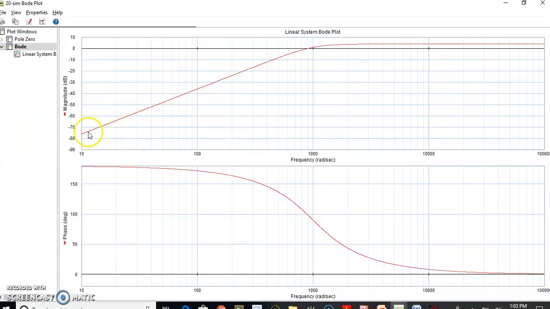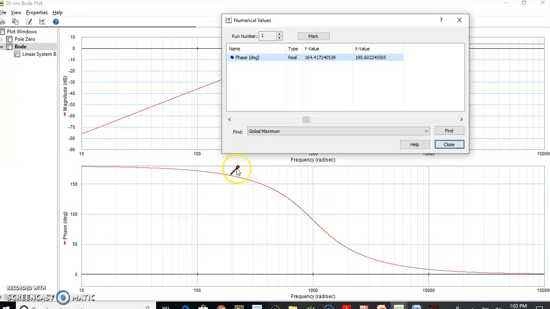You can see now it has a slope of plus 40 dB per decade initially, and then it becomes flat, and the phase is plus 180 degrees initially, and then it becomes 0 degrees. So at exactly the cutoff frequency of 1000 radian per second, the phase will be plus 90 degrees. That we can verify here.